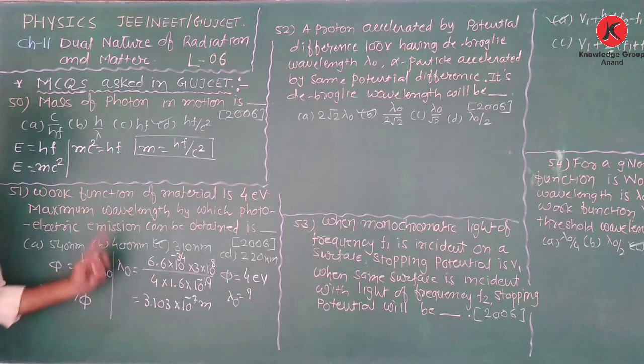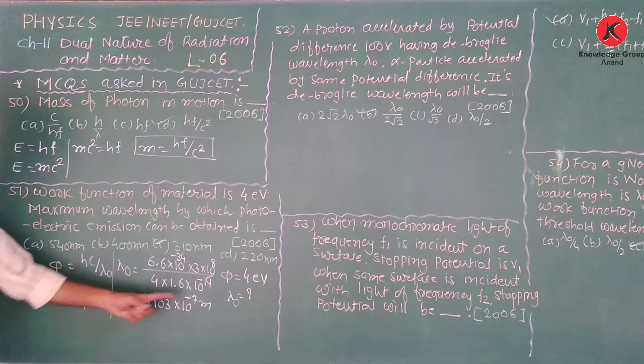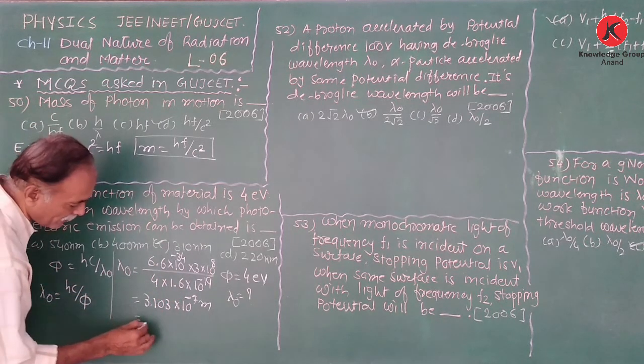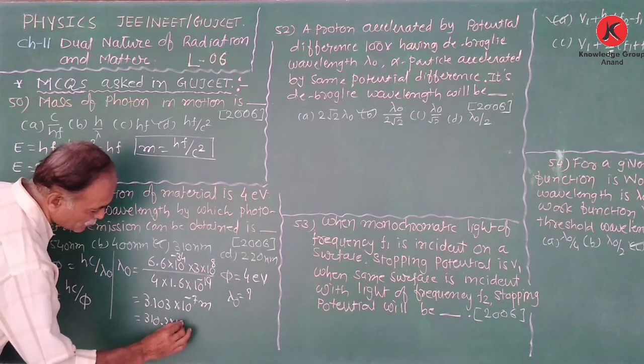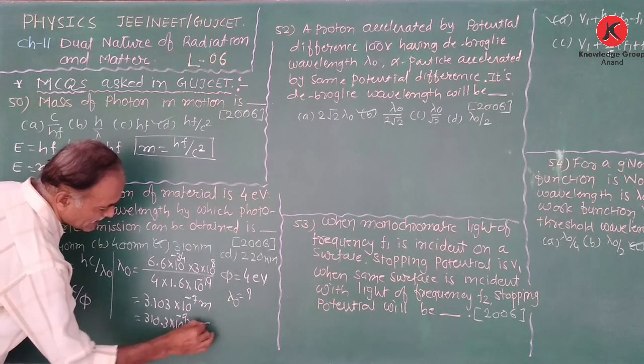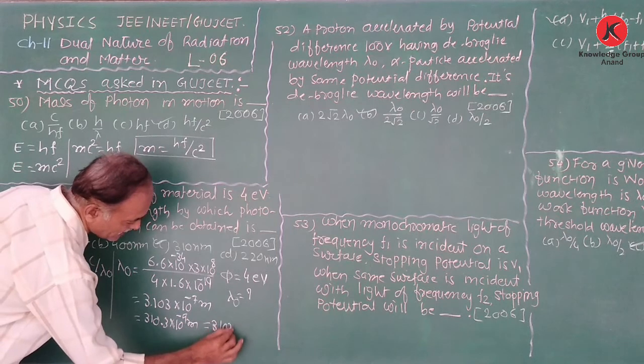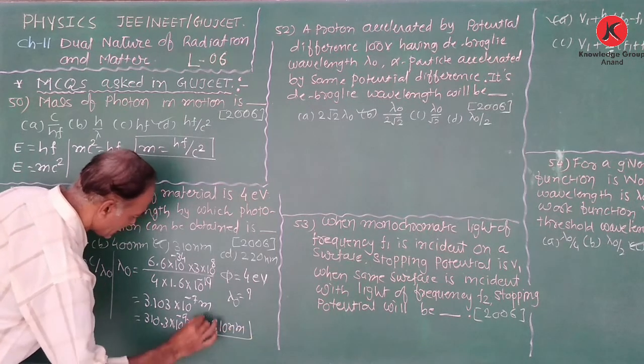Now, the answer is given in nanometer, so we have to convert to nanometer. Therefore, 310.3 into 10 to the power minus 9 meter is equal to 310 nanometer. So that is our answer.